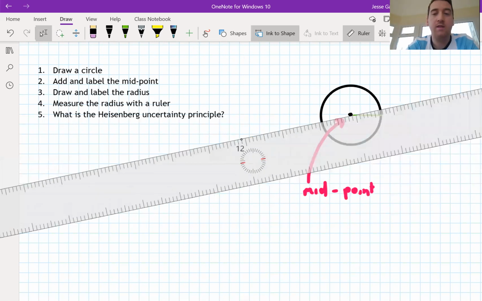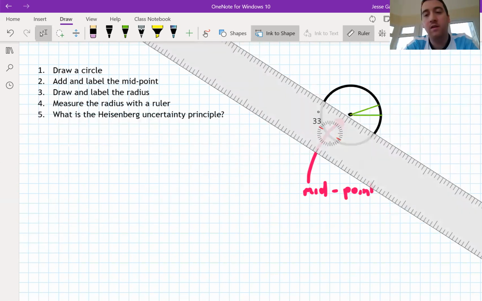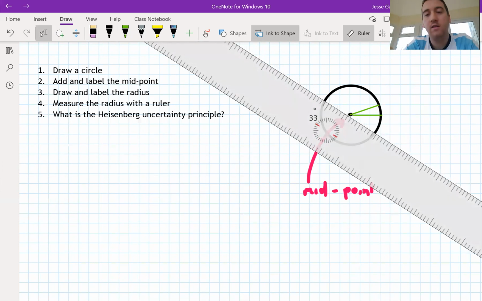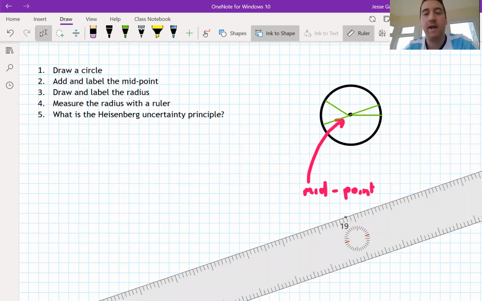But, and this is important, you could put that anywhere. From there to there is also a radius. From there to there, like this, is also a radius. From there to there would also be the radius. All of those lines would be the same length, so it doesn't matter where you do it. The midpoint is always a constant distance from the edge of the circle in any direction. That's the beauty of a circle. The radius out to the edge is always the same distance.